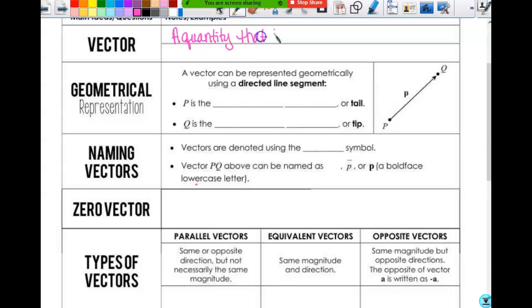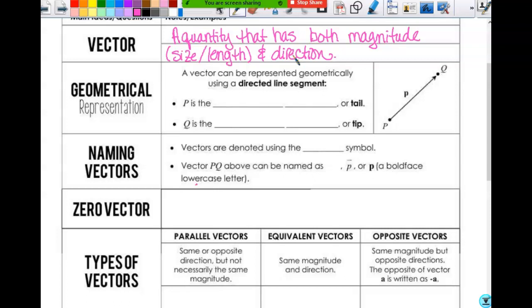that has both magnitude, which is size, and in this case, length, and direction. Okay, magnitude and direction. So a vector looks like an arrow.